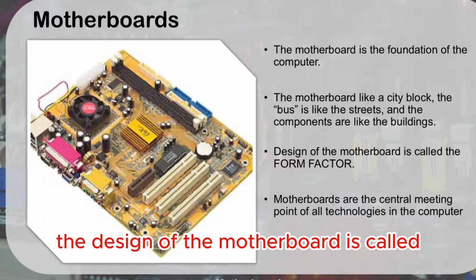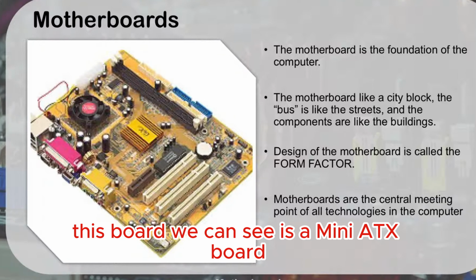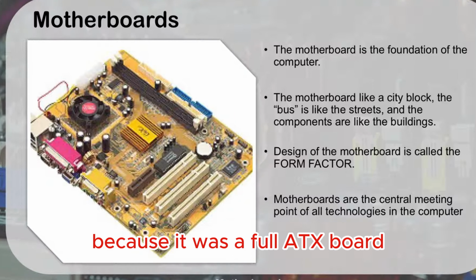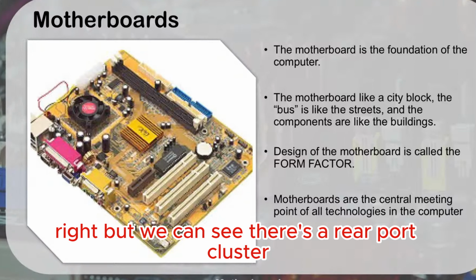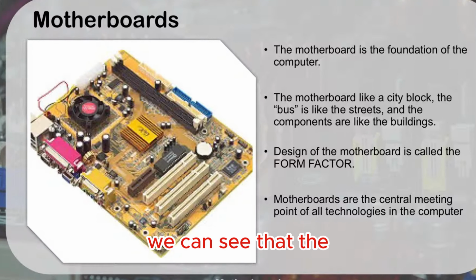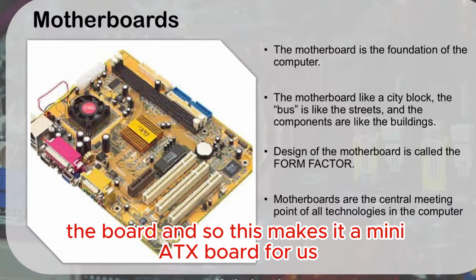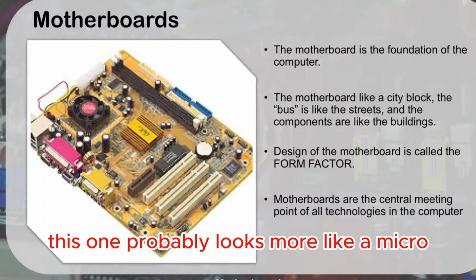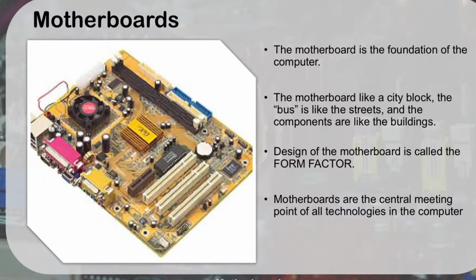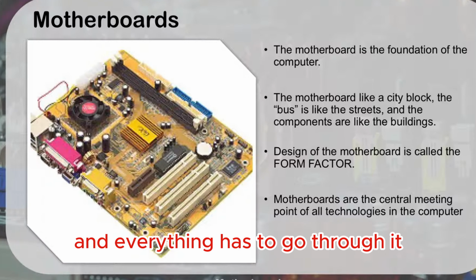The design of the motherboard is called the form factor. We talked about that in the last lesson, like the ATX form factor. This board we can see is a mini ATX board. And the way we can see that is because if it was a full ATX board, we'd have a whole lot more than 4 expansion slots, right? But we can see there's a rear port cluster. We can see that the expansion slots are parallel to the shorter side of the board. And so this makes it a mini ATX board for us, right? Or a micro ATX, excuse me, one of the two. This one probably looks more like a micro based on the size. The motherboards are the central meeting point of all the technologies in the computer. Everything plugs in through the motherboard and everything has to go through it.